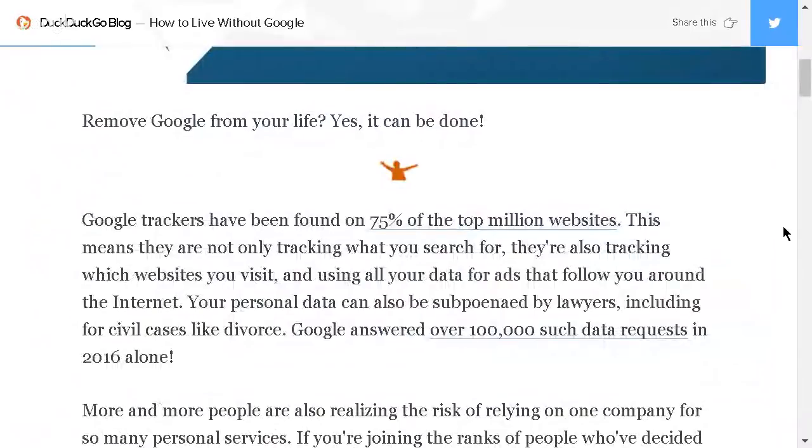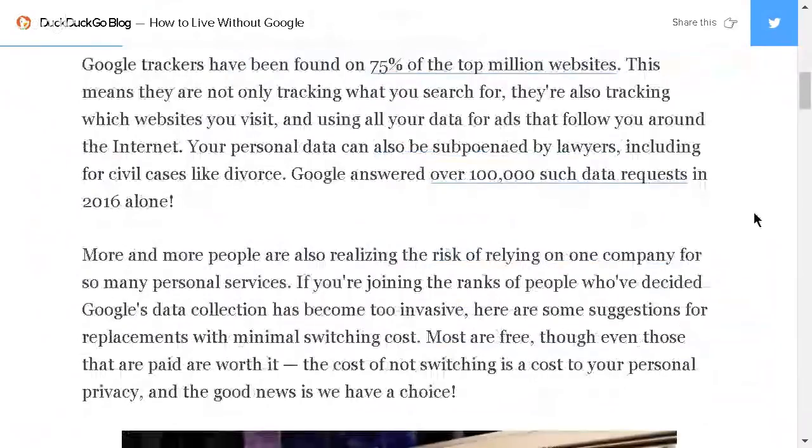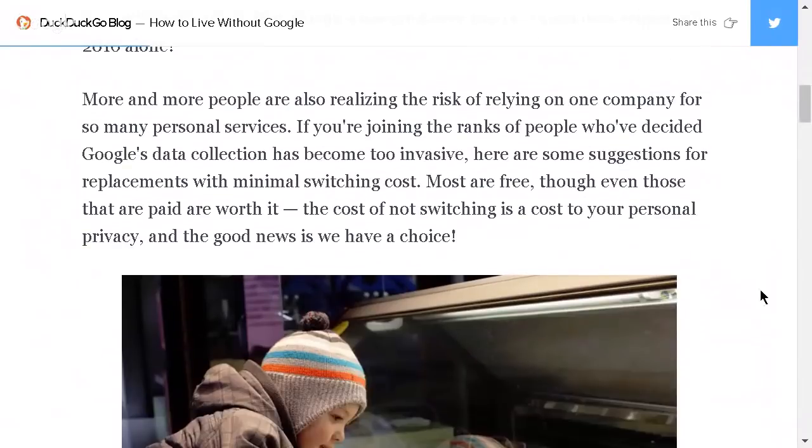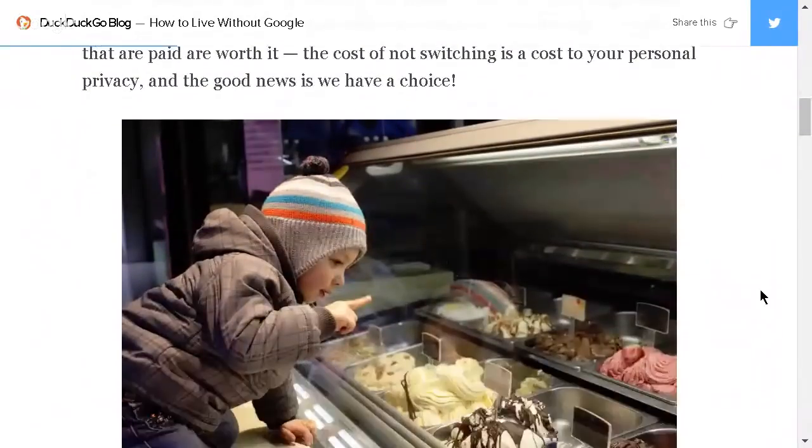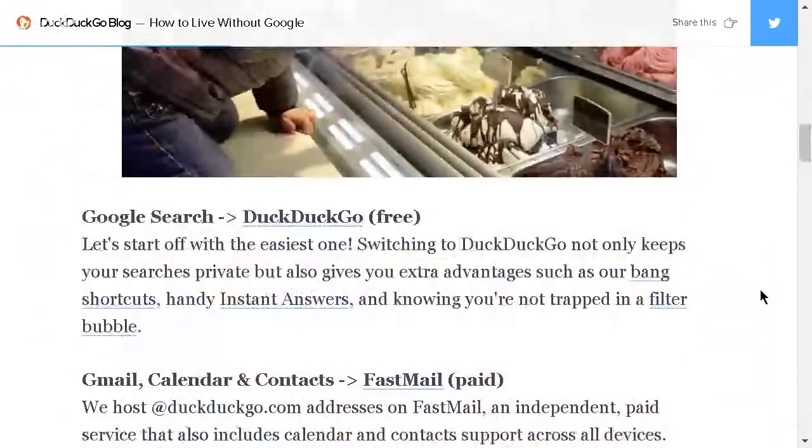Anyway, removing Google from your life can be done. Sadly, their trackers have been found on nearly 75% of the top 1 million websites. Also, Google answered over 100,000 subpoenas for data requests. So there's a reason to get Google out of your life. Anyway, here's some ways to do it.